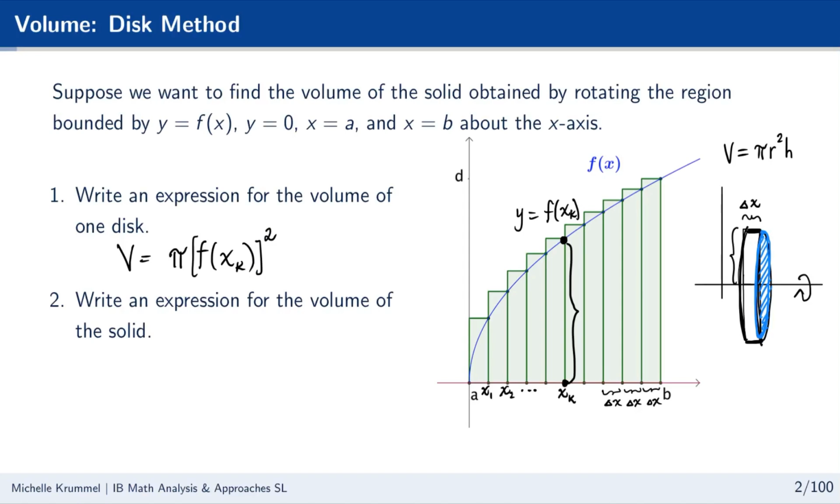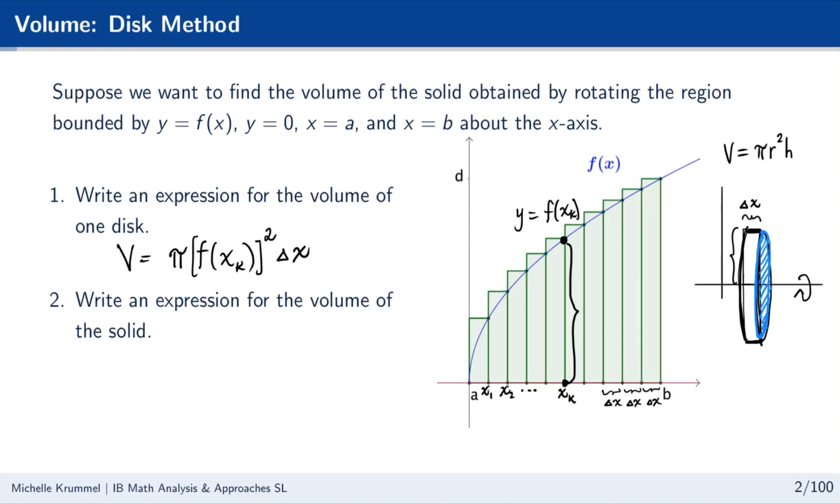And then the height is just our delta x. And we could write delta x as dx also. We are going to jump to that eventually. So now let's think about how we would express the volume of the entire solid, not just one of these disks, but the sum of all of these disks.